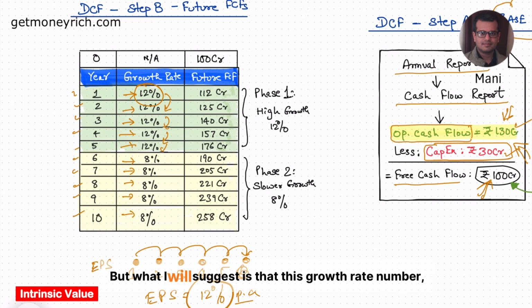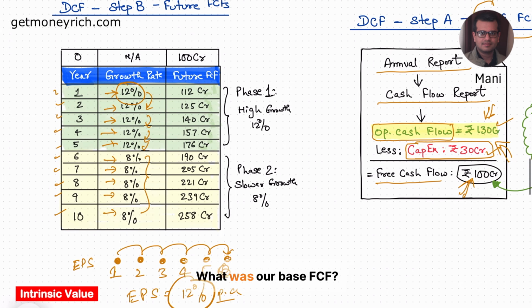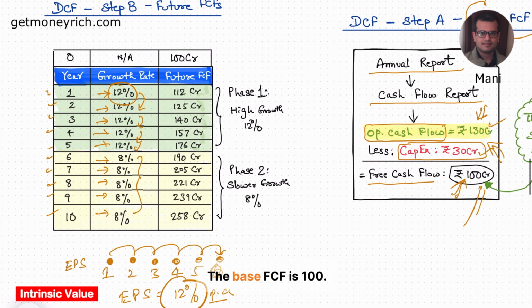But what I will suggest is that this growth rate number you should assume only for the next 5 years. For further 5 years, you should assume a slower growth rate. For example, here I have assumed 12% and for the next 5 years I have assumed only 8%. What was our base FCF? The base FCF is 100.